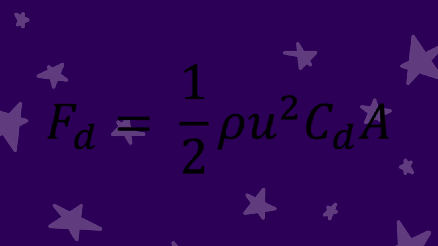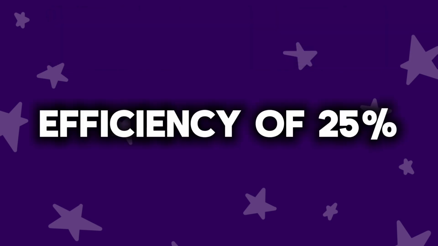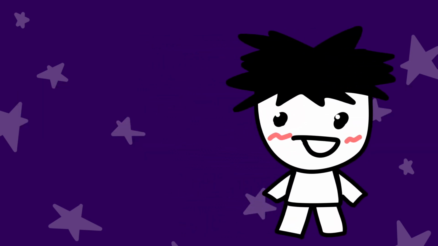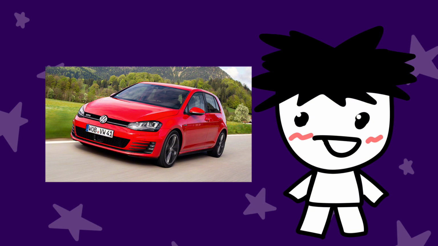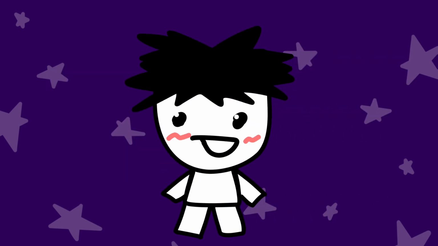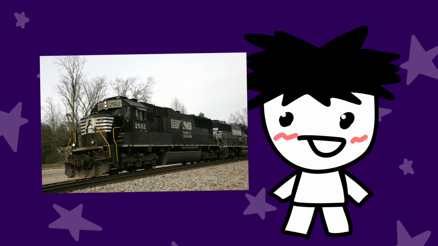Now, if we use a drag equation here, we get the drag as 460 Newtons, which means the thrust needs to match that. If we assume the efficiency to be 25%, the power per reindeer is 165 kilowatts, which is as much as a Volkswagen Golf GT. These reindeers must be eating some really good food to go this fast. When we look at the power of the entire system, it's 1.3 megawatts. That's as much as the EMD SD70.